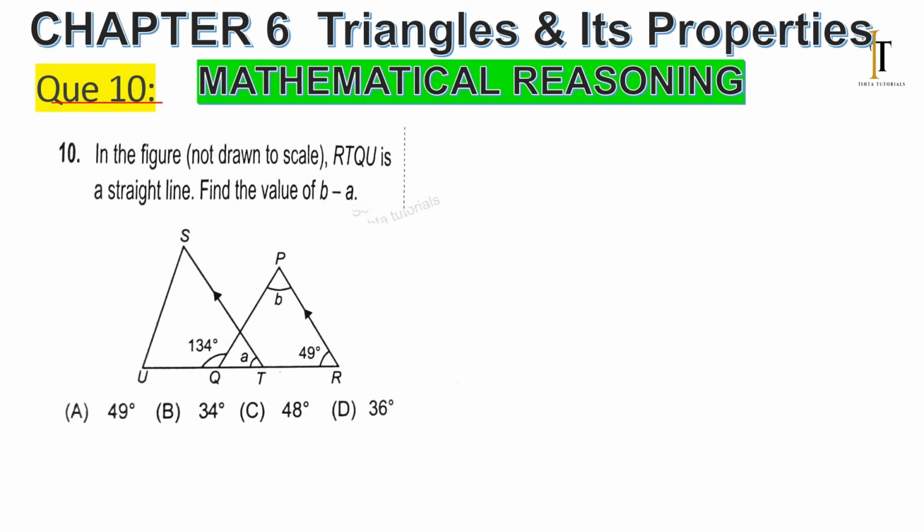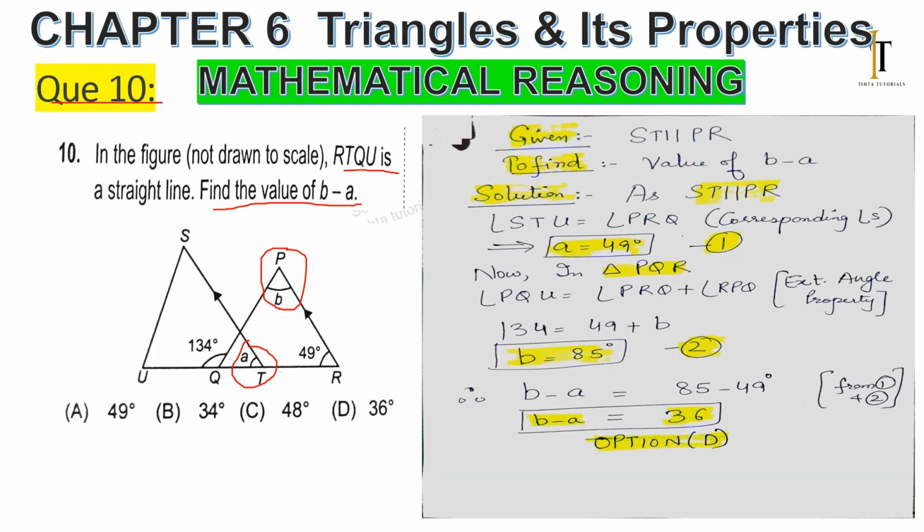Question number 10. In the given figure, RTQU is a straight line. Find the value of B minus A. So let's spot where the B is. So let's say B is here and A is here. Now let's use this information and try to find the correct option. So students, here let's say ST is parallel to PR. Therefore, these two angles, angle T and angle R, both are corresponding angles.